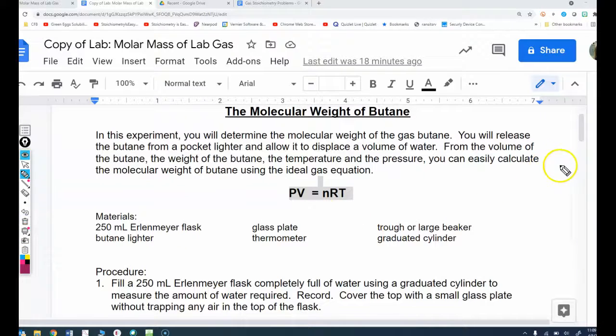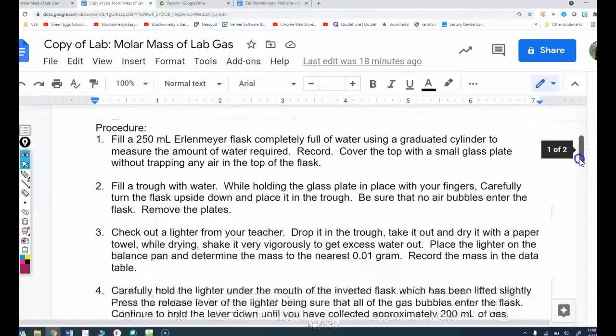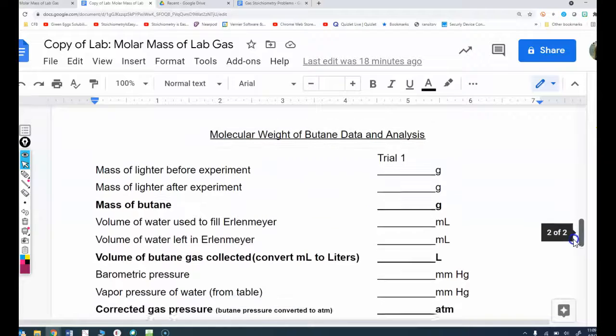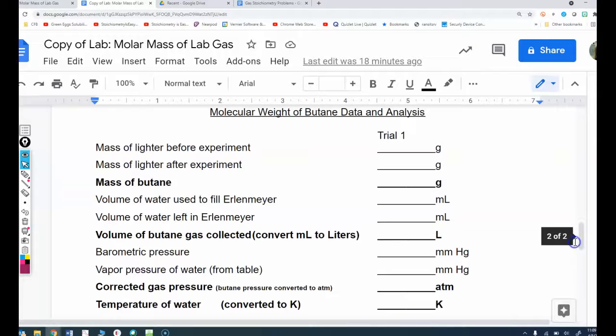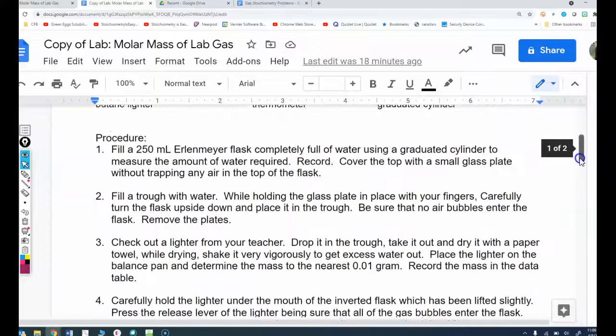Where should you record this data? In addition to on the Edpuzzle, you're going to need to write it down. You should also record this data in the data sheet on your laboratory. So it's probably a good idea for you to have made a copy of this laboratory at this time so that you can have a place to record your data. Okay, so we are going to go ahead and get started.